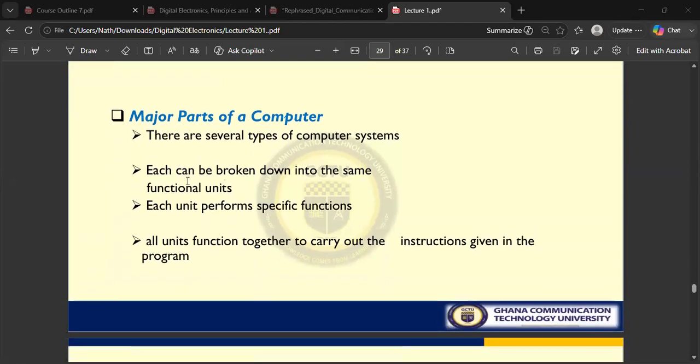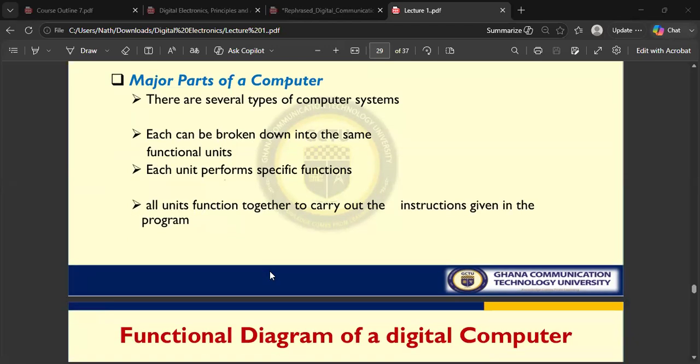So each major part can be broken down into some functional units. You have the input unit, the storage unit, the output unit, and the processing unit. The processing unit is what we call the CPU. All the units function together to carry out the instructions given in the program.